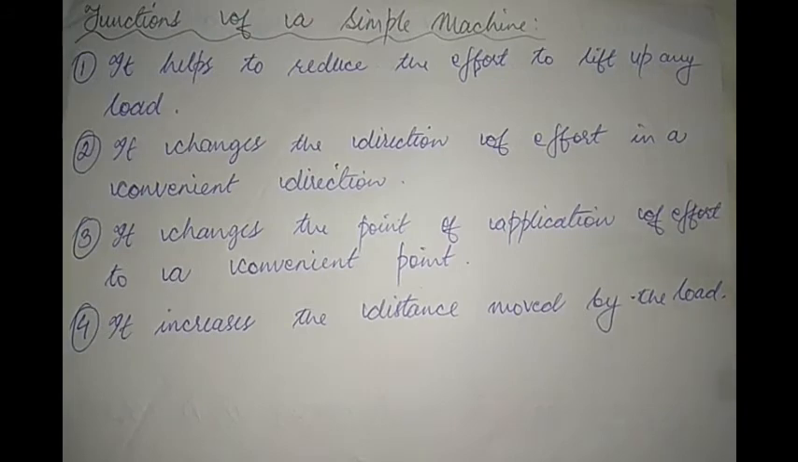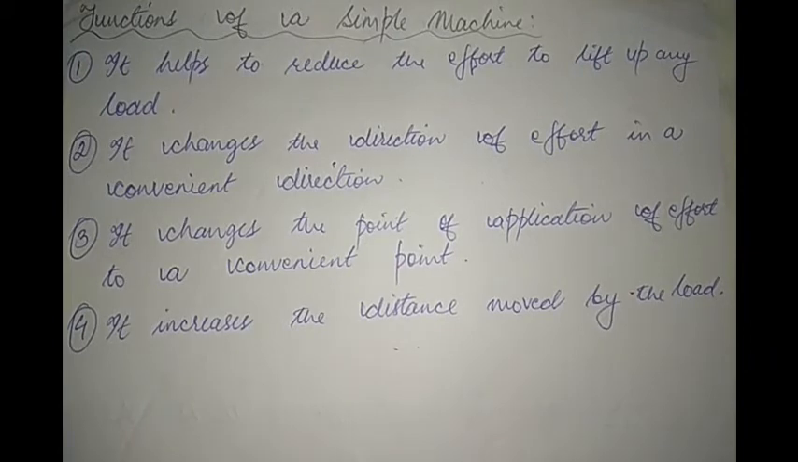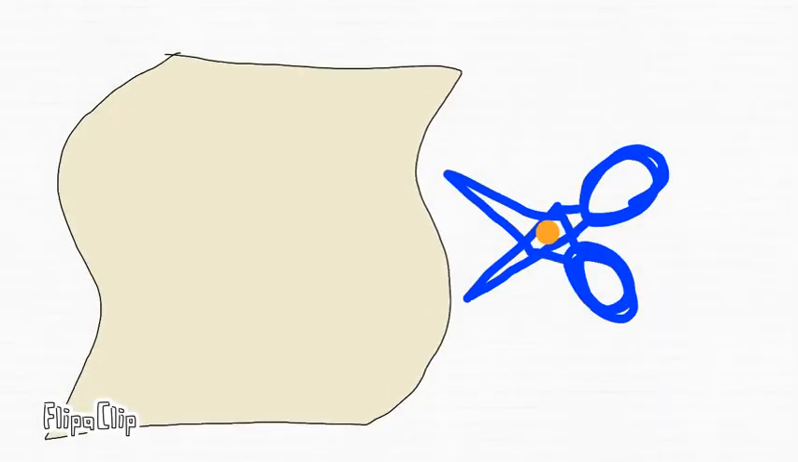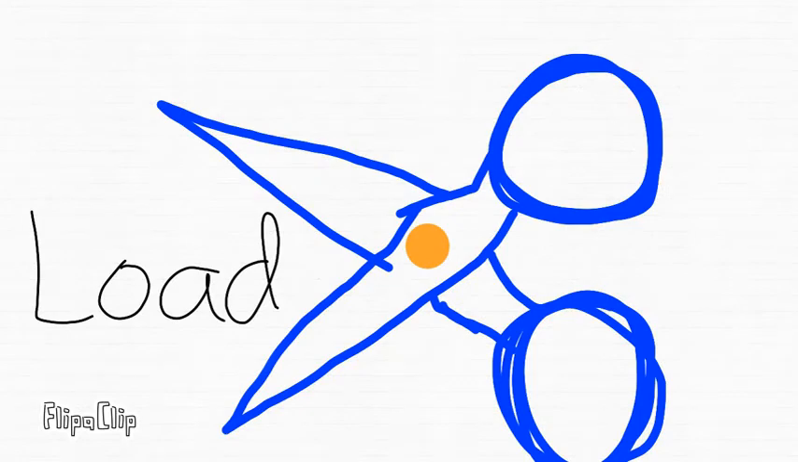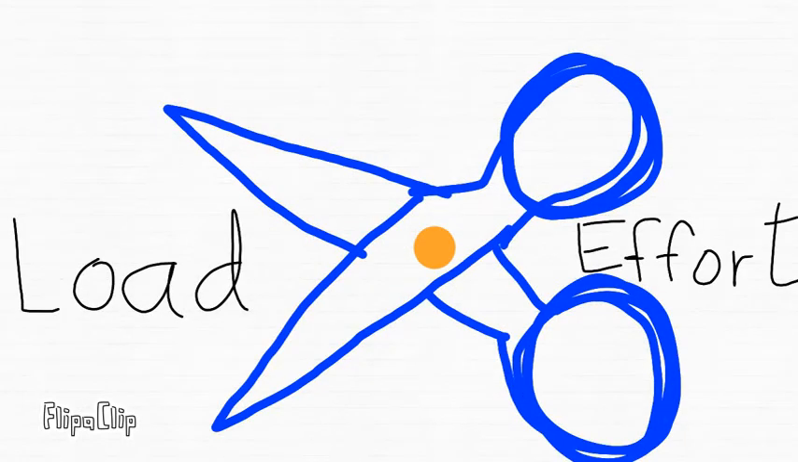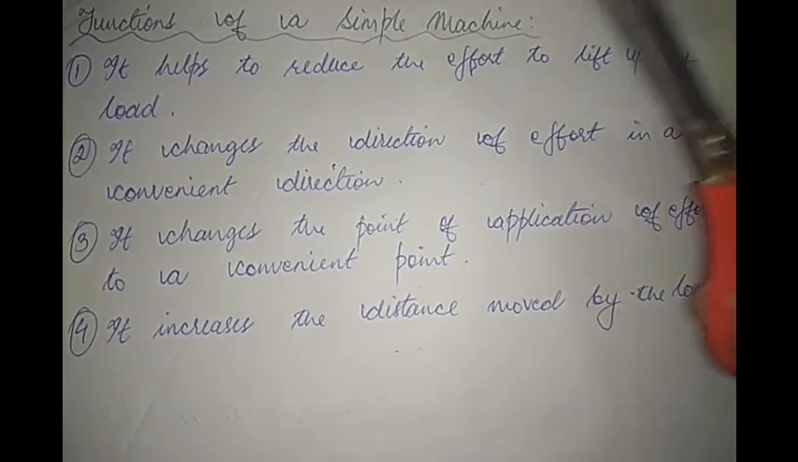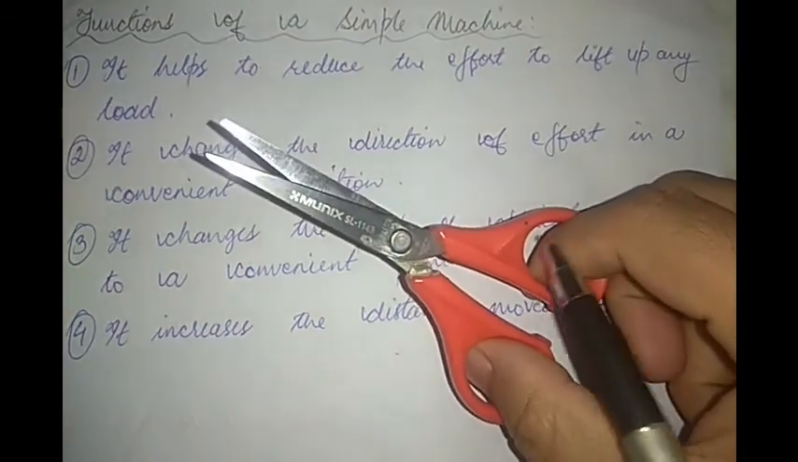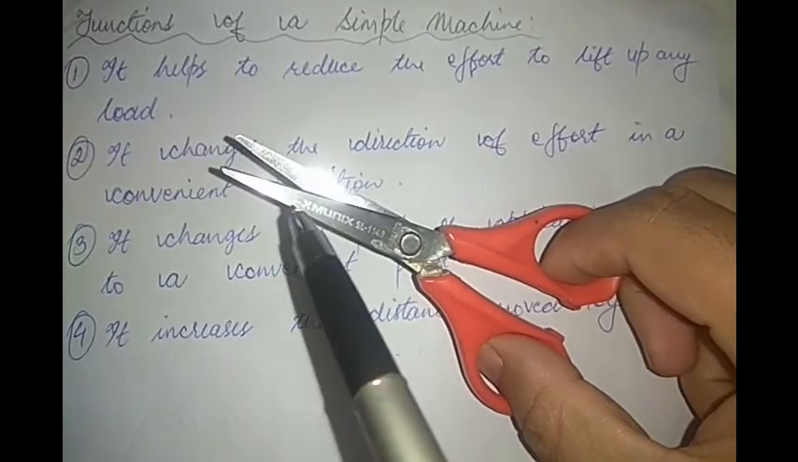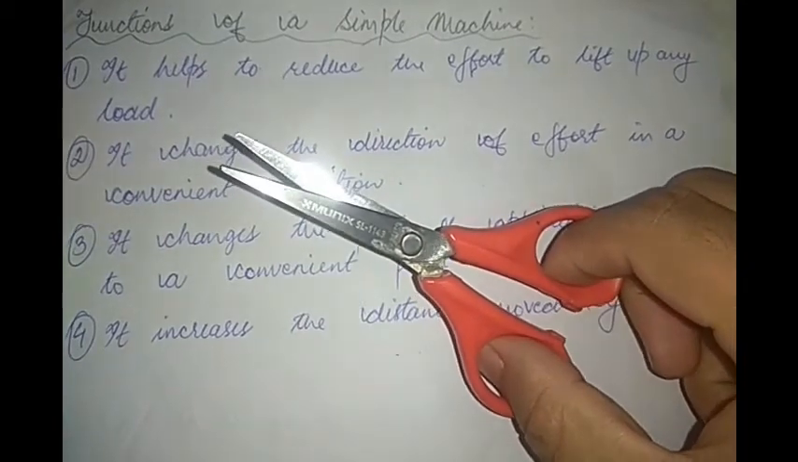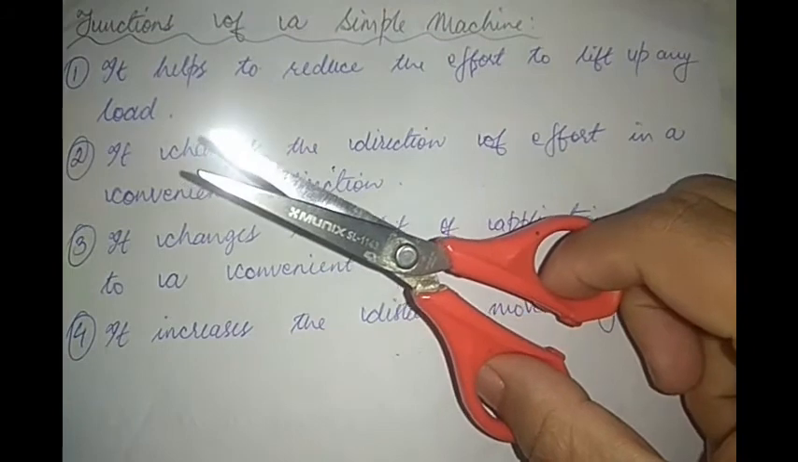Finally, the fourth function of a simple machine is that it increases the distance moved by the load. To understand this point, let us first give a look at a very short animation. So you could see in the animation that we have a pair of scissors, and here is where we apply the effort, and here in between the blades of the scissor is where the load is kept.